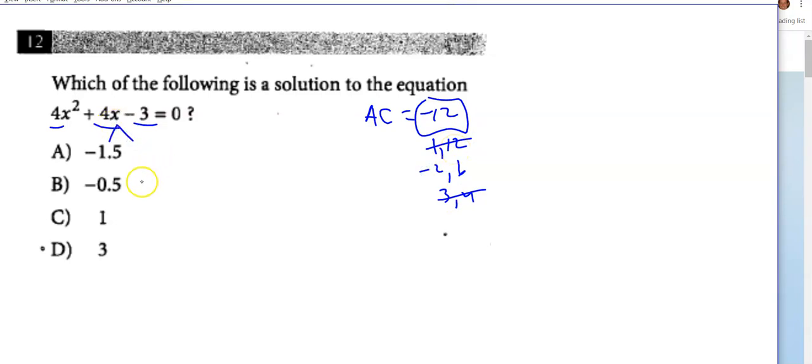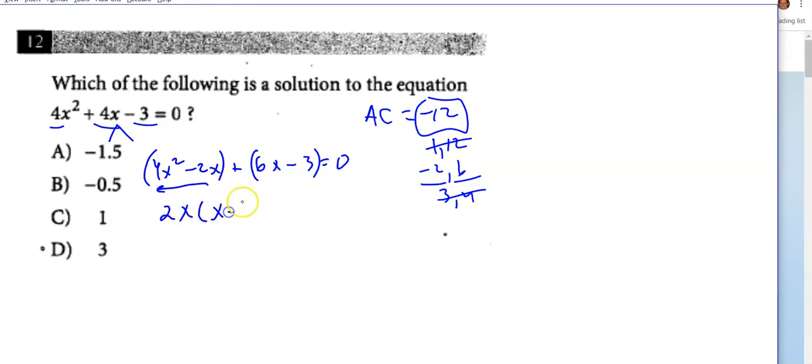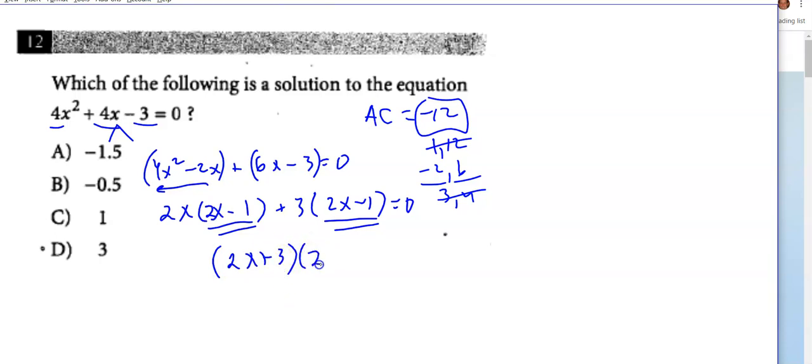So I'm going to split up that middle term. I'm going to say this is 4x squared minus 2x plus 6x minus 3 equals 0. Now we're going to group the first two terms and the next two terms. Pull out the GCF, this would be 2x times 2x minus 1. Plus 3 times 2x minus 1. 2x minus 1 matches, that's great. So we get (2x + 3)(2x - 1) = 0.